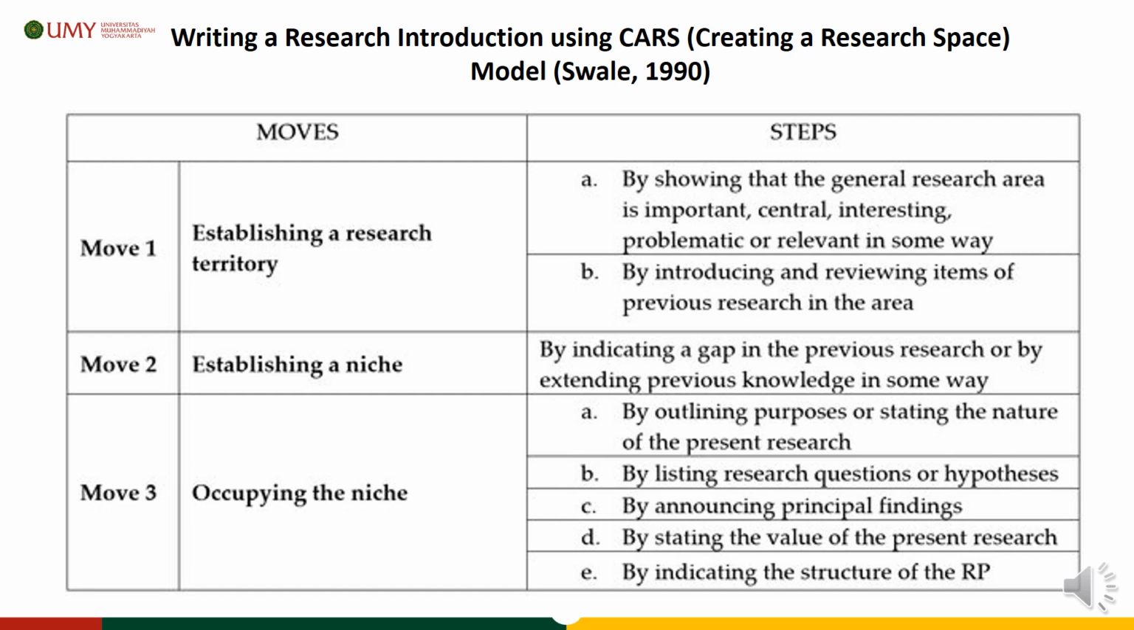A, by outlining purposes or stating the nature of the present research. B, by listing research question or hypothesis. C, by announcing principal findings. D, by stating the value of the present research. Or E, by indicating the structure of your research.